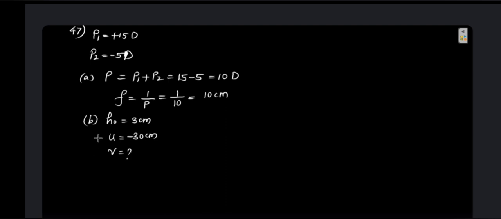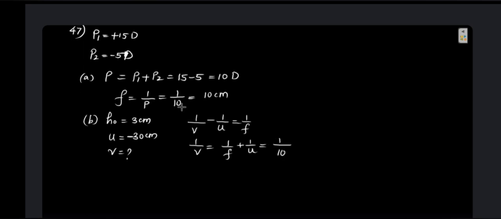So to find out the image distance, we can use the thin lens formula. 1 upon V minus 1 upon U is equal to 1 upon F. So 1 upon V is equal to 1 upon F plus 1 upon U. So 1 upon F, focal length of the combination, is 10.